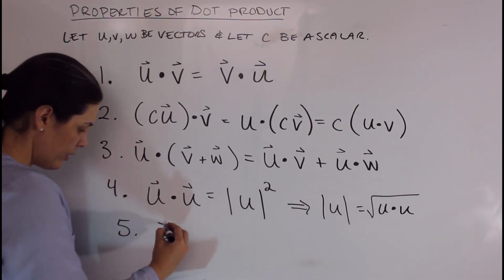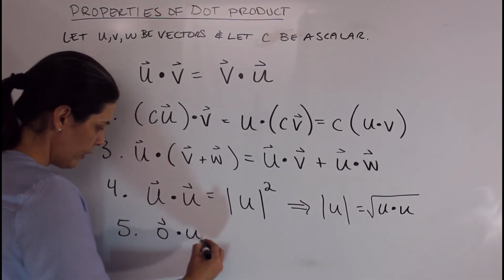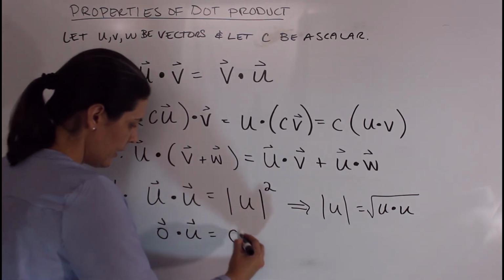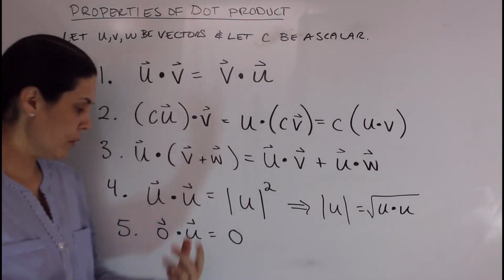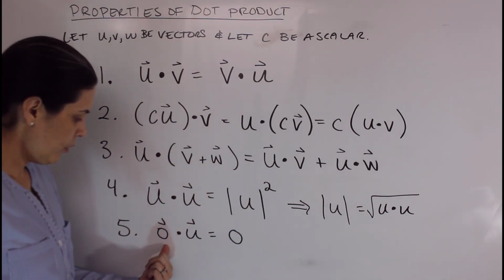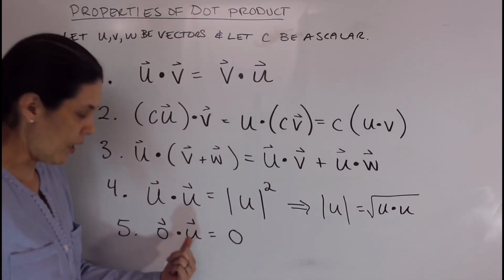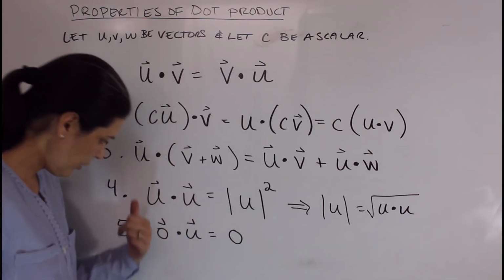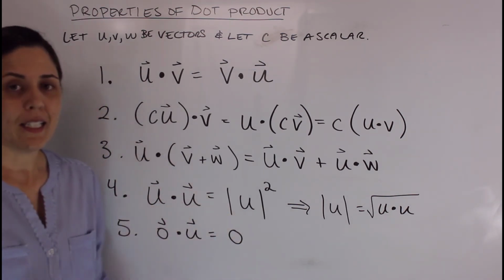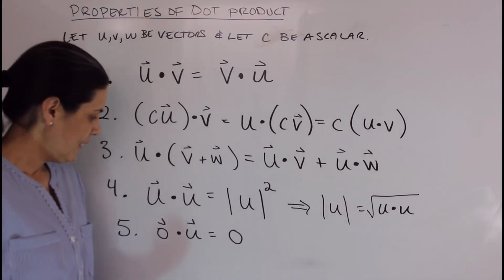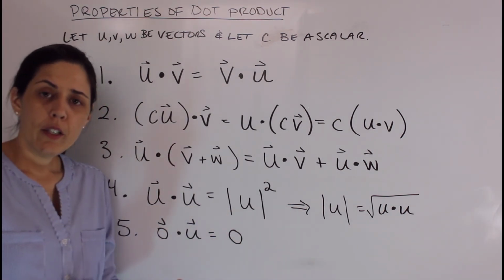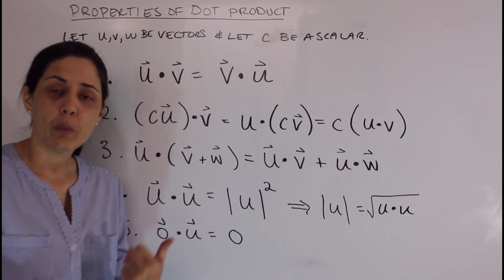the zero vector dotted with u equals the number 0. So remember, dot product equals a number. So when you dot the zero vector with the vector u, you get the number 0, the scalar 0. Alright, so that's it for this one. In the very next video, we're going to talk about vector projections.